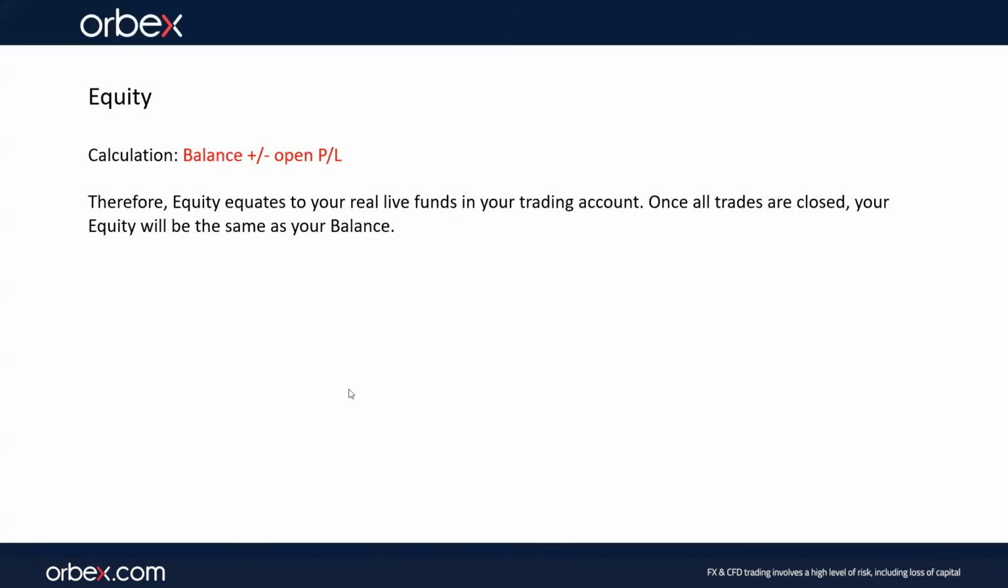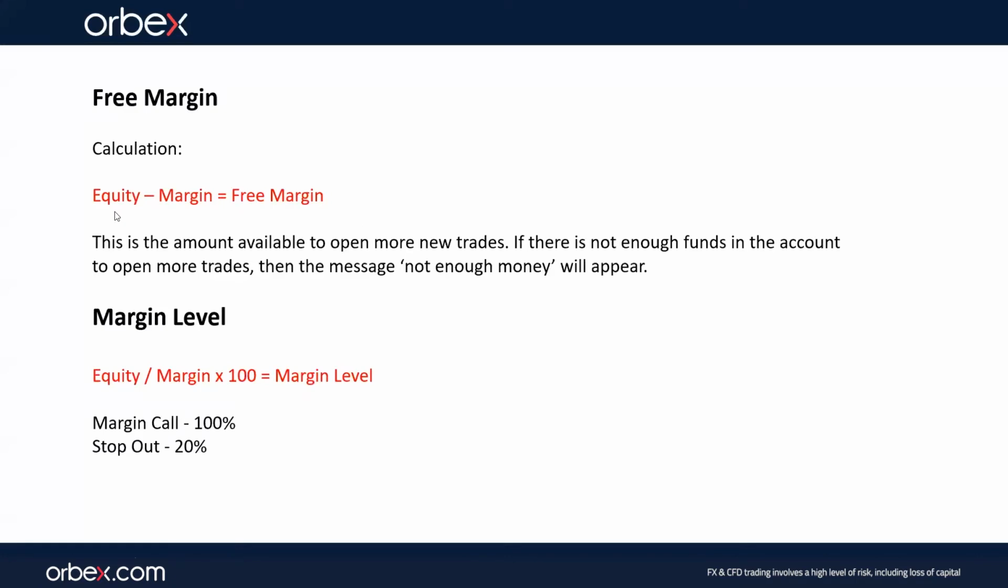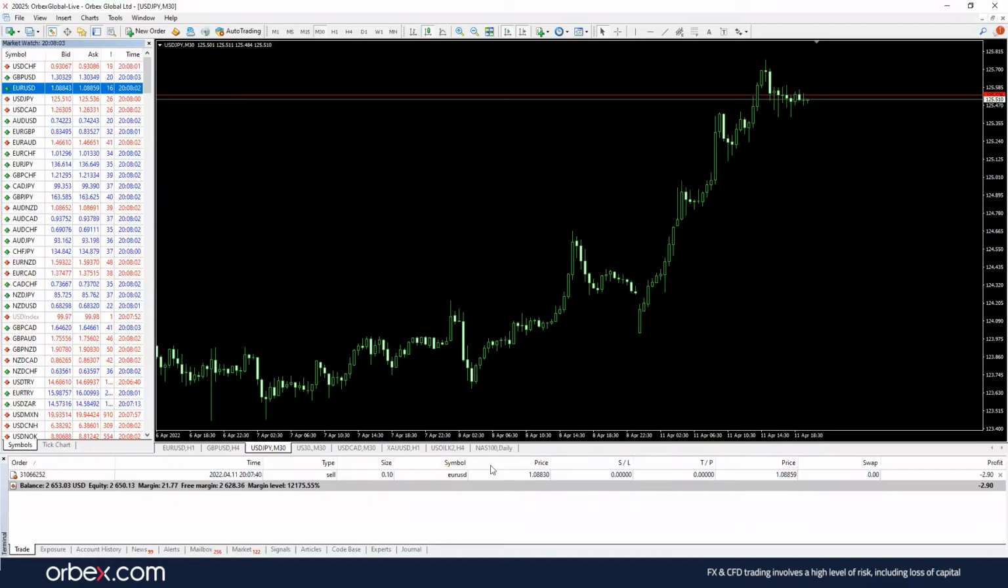The next step we want to look at is the free margin. So what is the free margin? This is the amount available to open more new trades. If there's not enough funds in the account to open more trades, then the message not enough money will appear. The free margin is basically your equity minus the margin. So let's go back to the MT4 platform. Equity minus this figure here of $21.77 will equal your free margin.